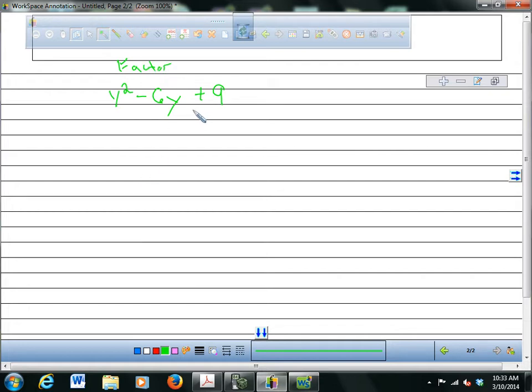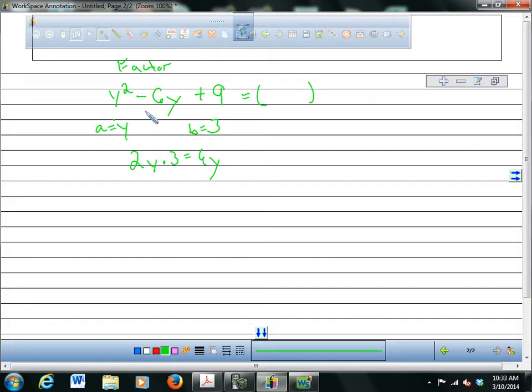What's the square root of 9? 3. What's 2 times 3 times 1? 2. So A equals y, right? B equals 3. 2 times y times 3 is 6y. But this is a negative right here. So what two things could I multiply together that would give me this thing right here? They're both the same.